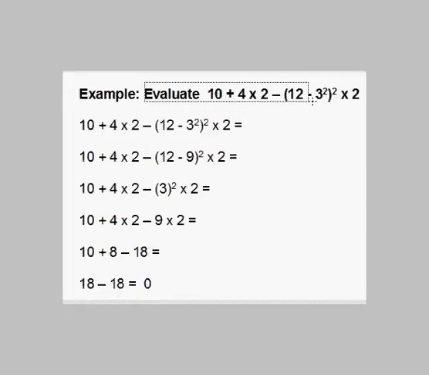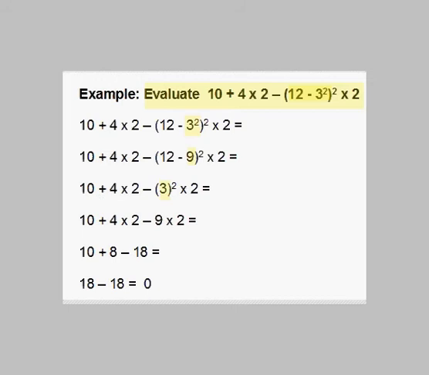In this example, we evaluate 10 plus 4 times 2 minus (12 minus 3 squared) squared times 2. By the order of operations, we first do the operations inside the parentheses, the 12 minus 3 squared. Of those two operations, subtraction and exponent, we do the exponent first, because that takes precedence over subtraction. So we do the 3 squared first, and that turns into 9. The next thing we do is subtract the 12 minus 9 to give us 3.